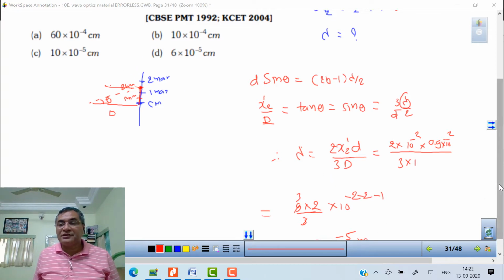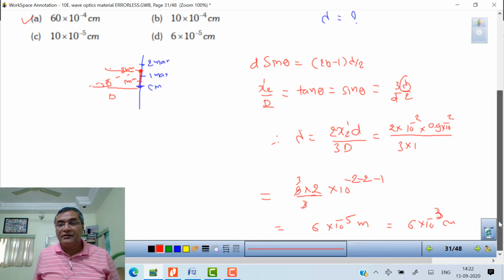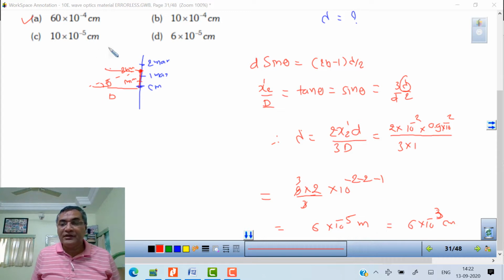The options are in centimeter. So this is 6 into 10 raised to minus 3 centimeter. So where is that? Okay, this is the option, 60 into 10 raised to minus 4. I can write it? Yes, we can write. So this is the answer for you.